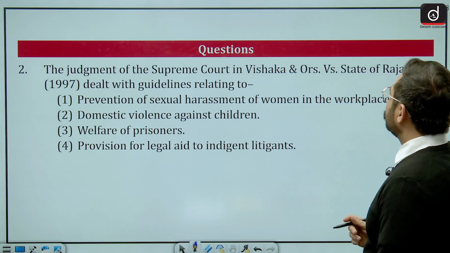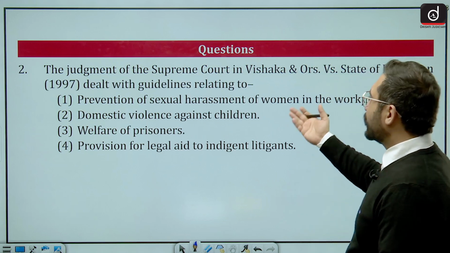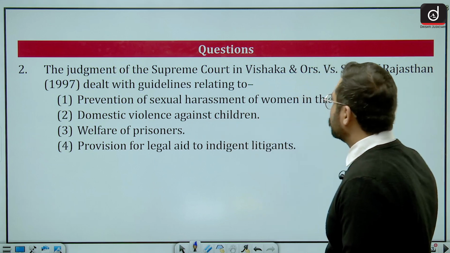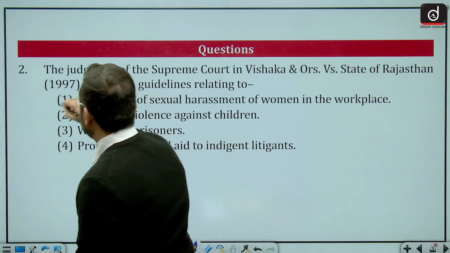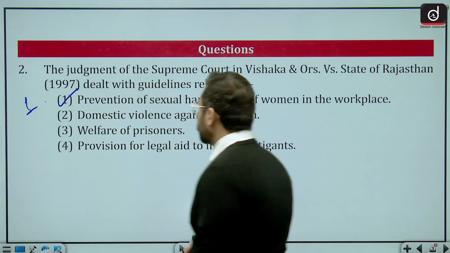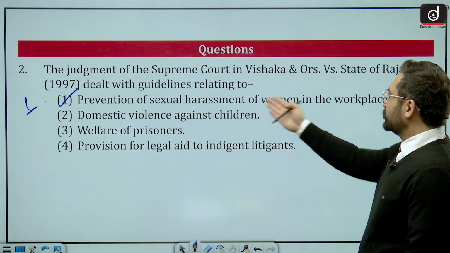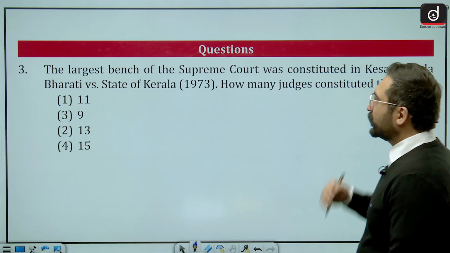The judgment of the Supreme Court in Vishakha versus State of Rajasthan dealt with guidelines related to prevention of sexual harassment of women in workplace. Who would not know this? You don't even have to read others. Not domestic violence, not welfare of business, it is prevention of sexual harassment, for which an Act has also been made.